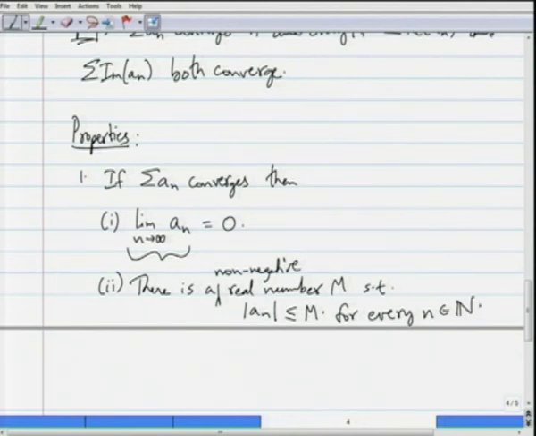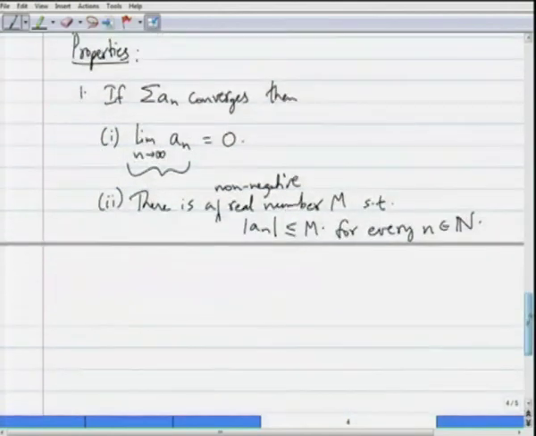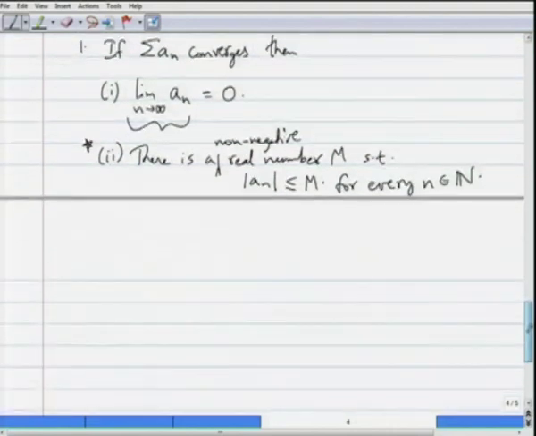Okay. So, that has to hold: there is a fixed number m for which the modulus of a_n is less than or equal to m for all n. All right. So, this property is going to be used several times in this or the coming lecture. Okay. So, this is important.